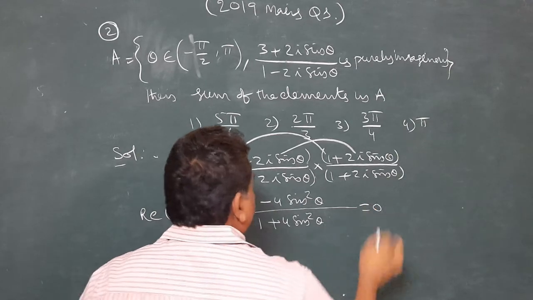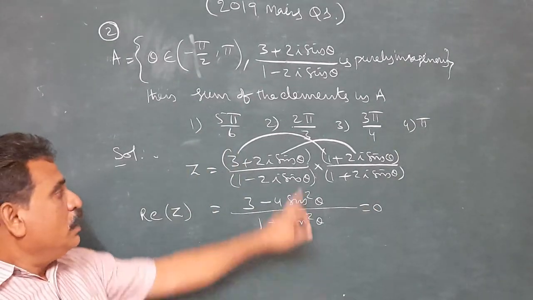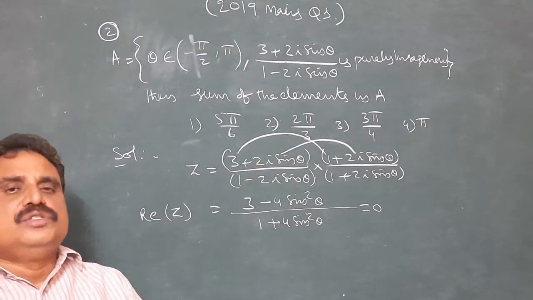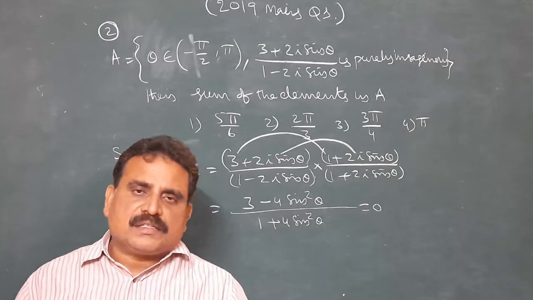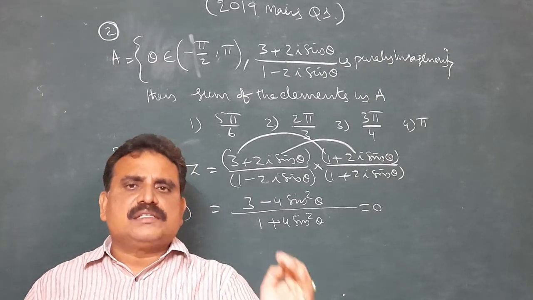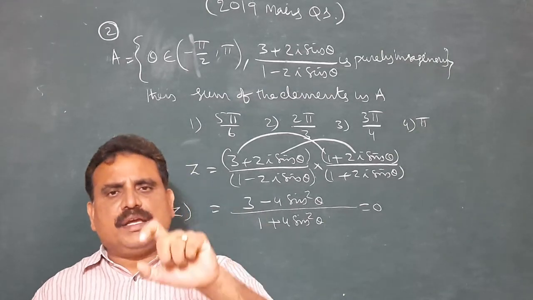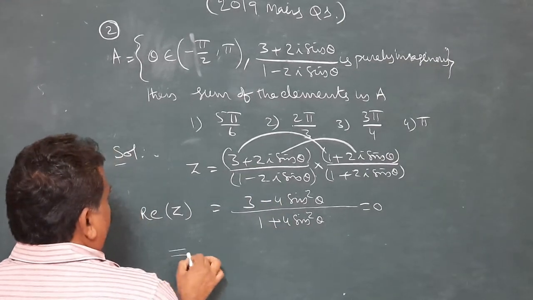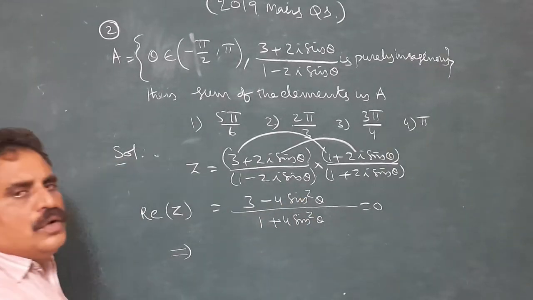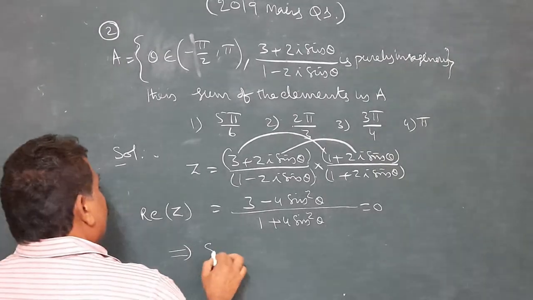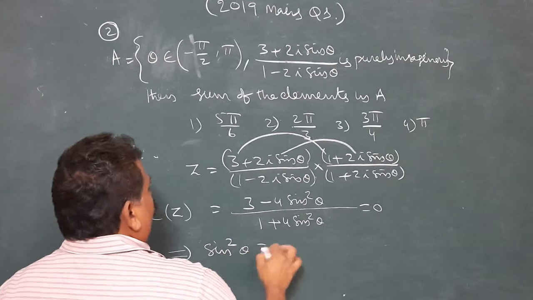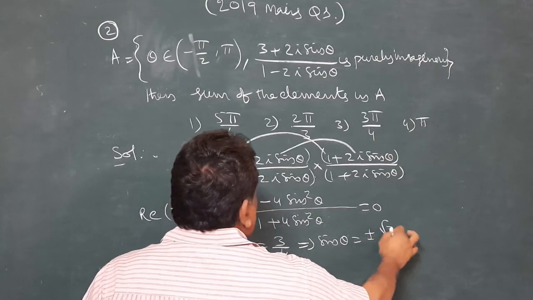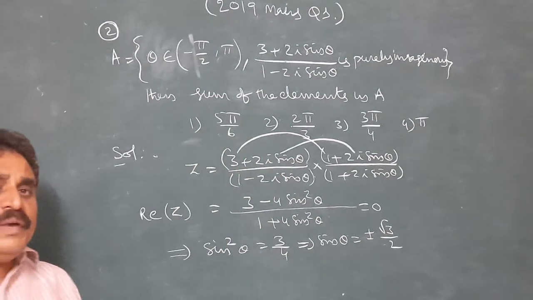That part is 0. Why is it 0? Because this is purely imaginary, that's why the real part must be 0. x plus iy is a complex number. If purely imaginary, x equals 0. If purely real, y equals 0. So here the real part is 0, which follows that 3 minus 4 sin square theta equals 0, sin square theta equals 3 by 4, so sin theta equals plus or minus root 3 by 2.